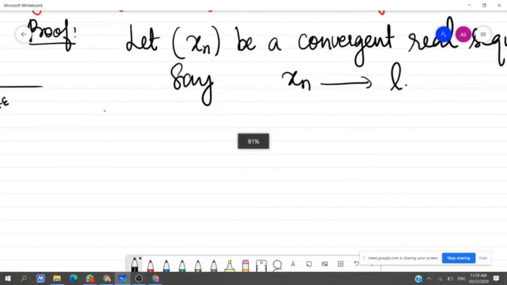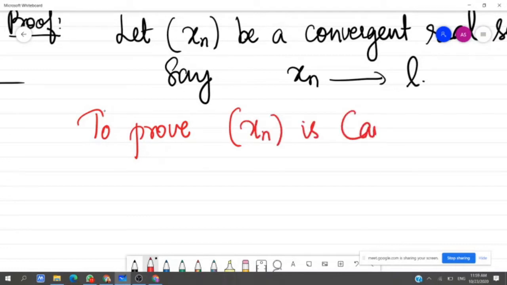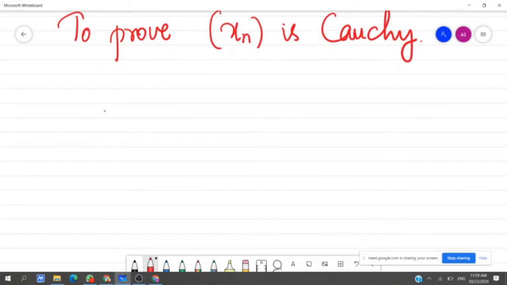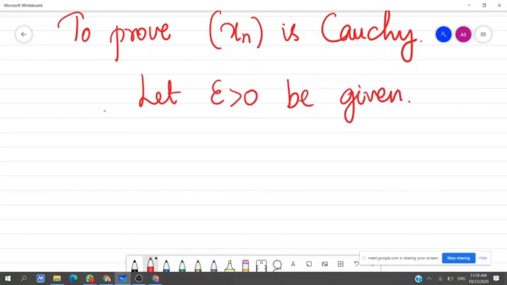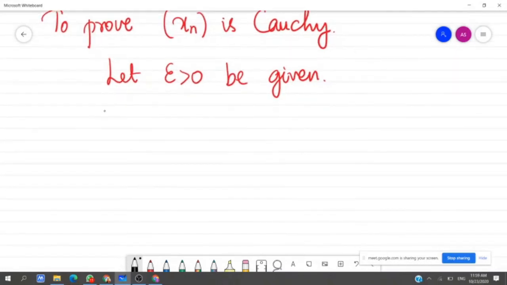So that means now to prove sequence Xn is Cauchy, for that, choose an epsilon greater than 0. Let epsilon greater than 0 be given. We consider the modulus of Xn plus p minus Xn. I know we can write modulus of Xn1 minus Xn2, Xn plus p minus Xn.